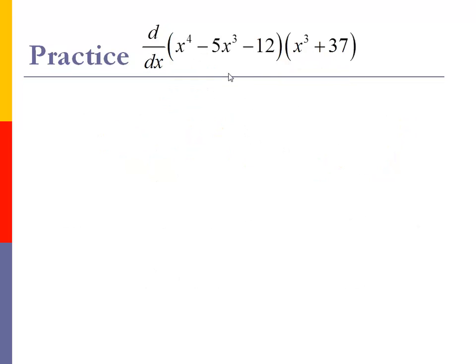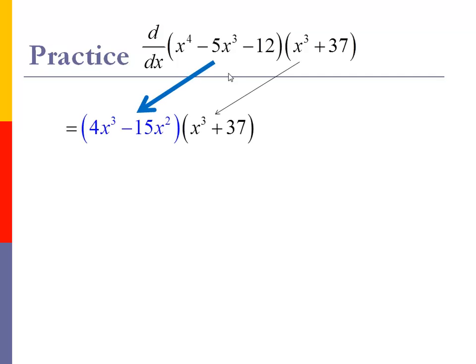For the next problem, we are doing the same thing again. We have two expressions multiplying together, and we're going to do the derivative. We call one f, we call one g. But the key idea is we're just doing the derivative of one piece at a time. So I'm taking the derivative of that x to the 4th minus 5x to the 3rd minus 12. You see its derivative in blue there. But the x to the 3rd plus 37, that's the g function. We don't touch the g function. It comes along for the ride.